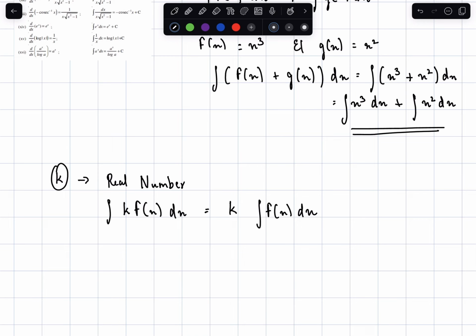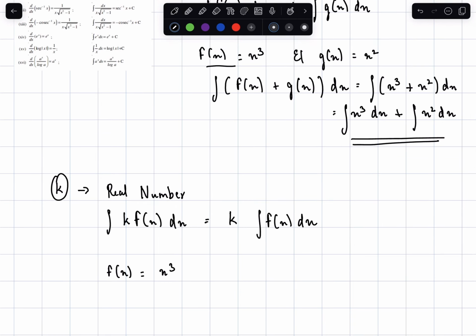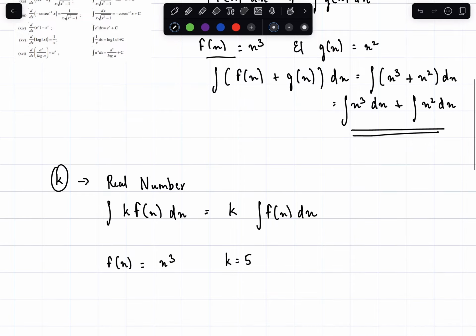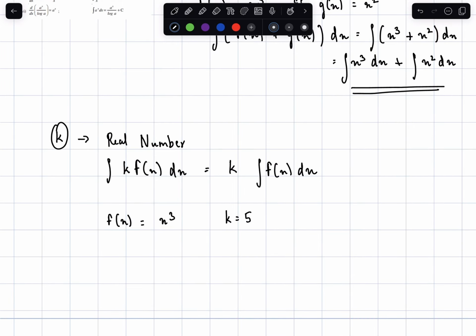So like we did before, let's assume again f of x is equal to, let's say, x cubed, just the same example as we did before. And let's say k is now equal to a real number, which is 5. So now, I won't be solving the value, I'm just showing you the representation, so don't panic. So let's do this.